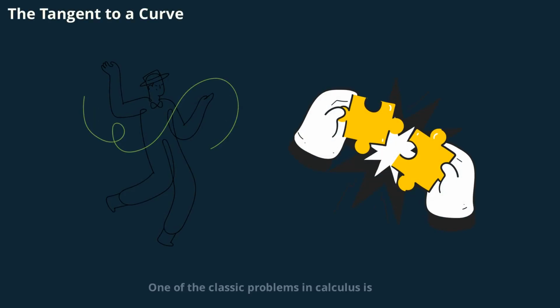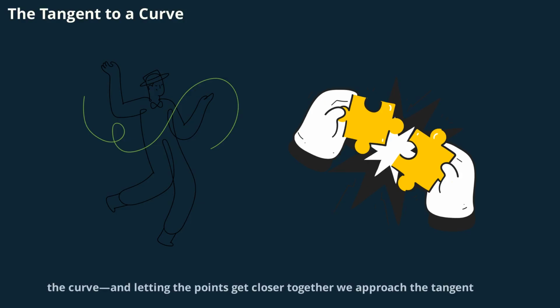One of the classic problems in calculus is finding the tangent to a curve at a point. Imagine drawing a curve and wanting to know the direction it's heading at a specific spot. By considering secant lines through 2 points on the curve, and letting the points get closer together, we approach the tangent. This leads us to the concept of a limit, which is fundamental to calculus.